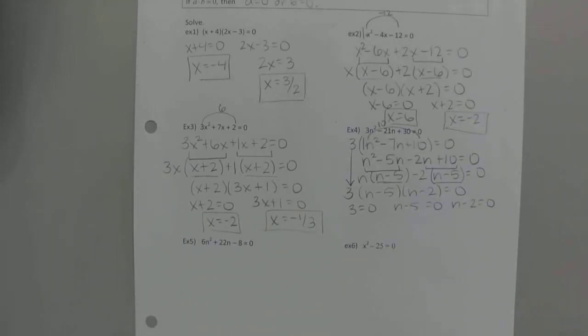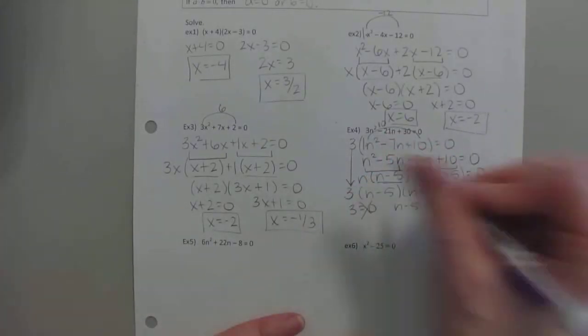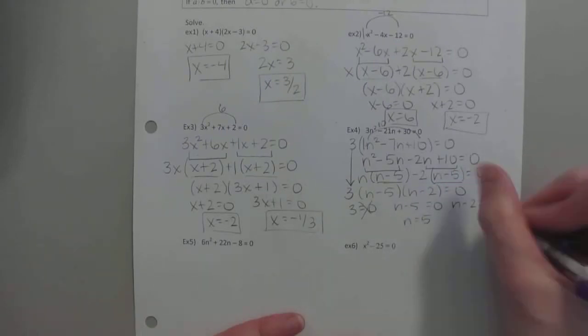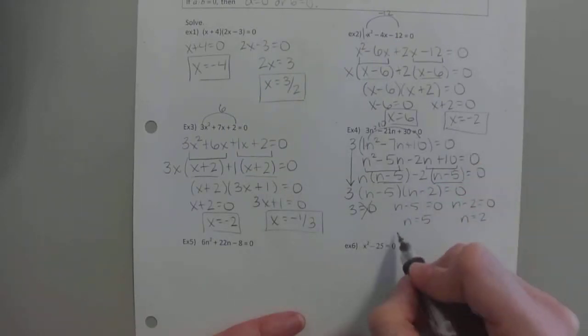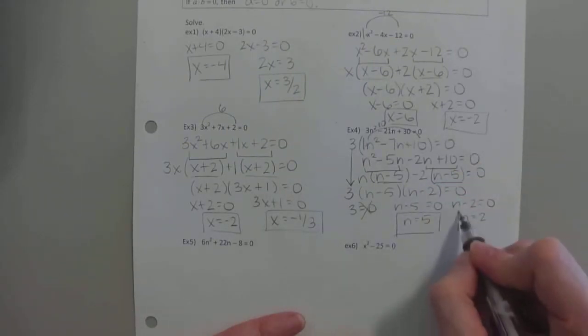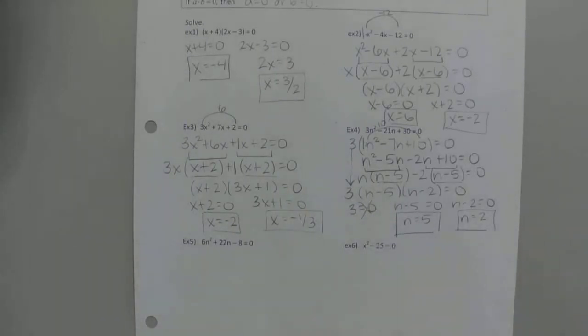Do you have to set the 3 equal to 0? No, because is there a variable, does 3 equal 0? No. Is there a variable to solve? No. But the reason why I like to get in that habit is because if that was a 3n, we could solve it, you know? So don't always think your GCF has nothing to do with your problem, right? If there's a variable there, it most likely has everything to do with your problem. So he cannot do anything, but this will just be n equals 5, and what will this be, 2?